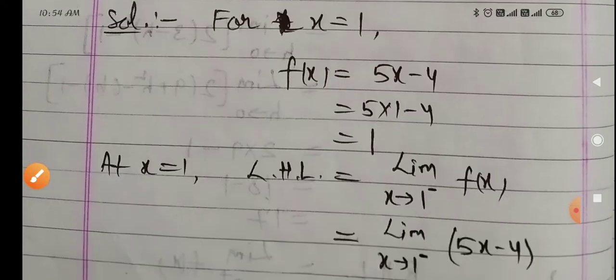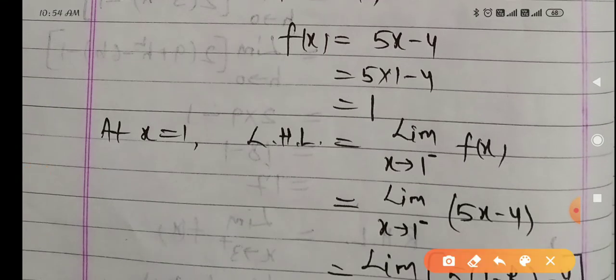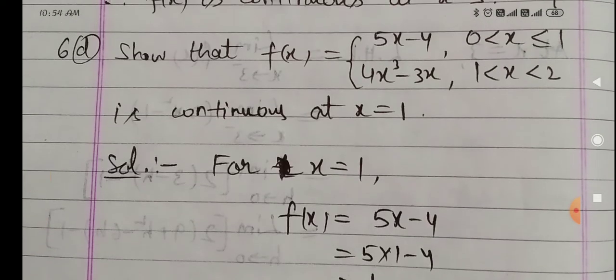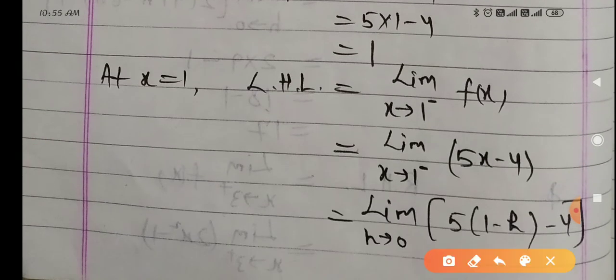Now at x equals 1, the limiting value you have to check. LHL: for LHL, 1 minus means the function in which x is less than 1 you have to take. You can see here what I have written: limit x tends to 1 minus f(x). Now which f(x) do I have to take, the first one or the second one? The function which has x less than 1, that function you have to take.